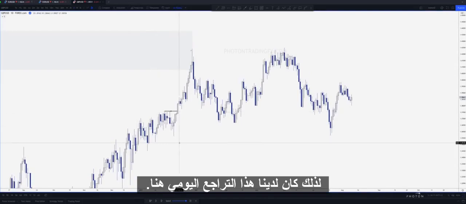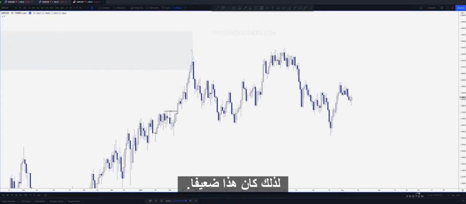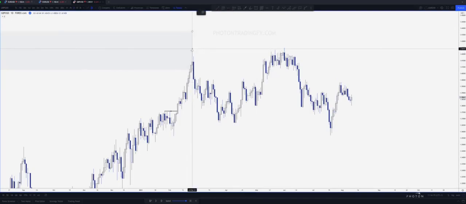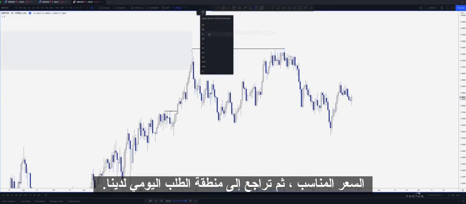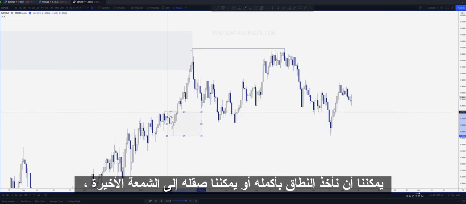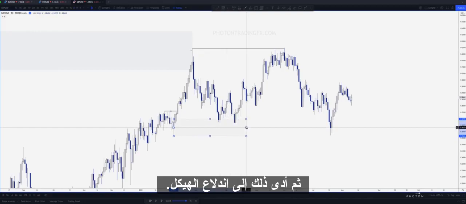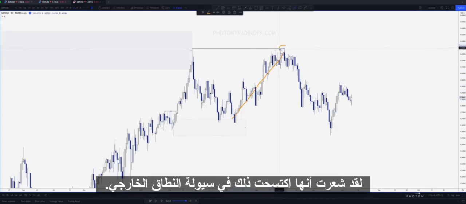So we had this daily pullback here, then we made that higher high, and then we've been pulling back ever since. So this was that daily high, right? Price then pulled back into our area of daily demand. So if I refine this entire daily range, we can take the whole range, or we can refine it to that last candle that then led to that break of structure. We can see that price pulled back into here, and then it tried to make that higher high. It failed to do so, and swept that external range liquidity, right?